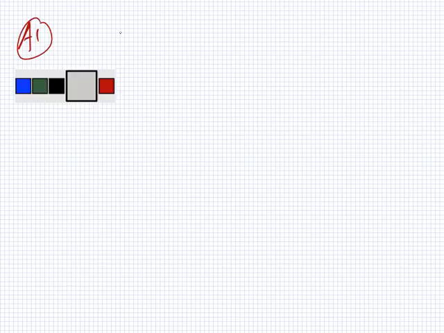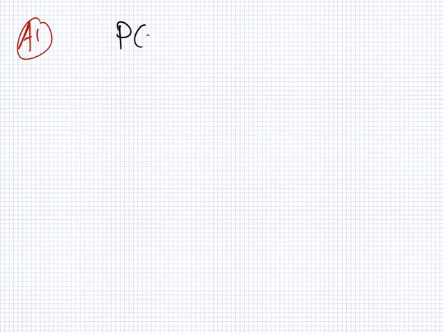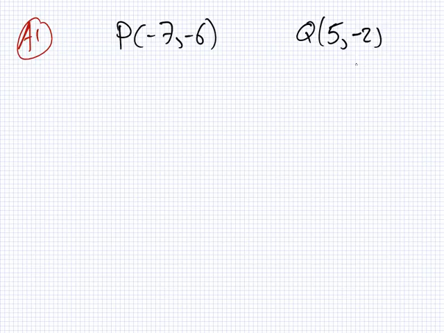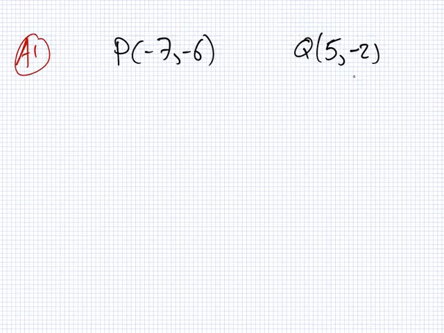Point P, minus 7, minus 6, and point Q at 5, minus 2. Find the equation of the line that passes through the midpoint of PQ and is perpendicular to PQ. Okay, so the midpoint, if you remember, come on. So midpoint, remember how to find the midpoint?